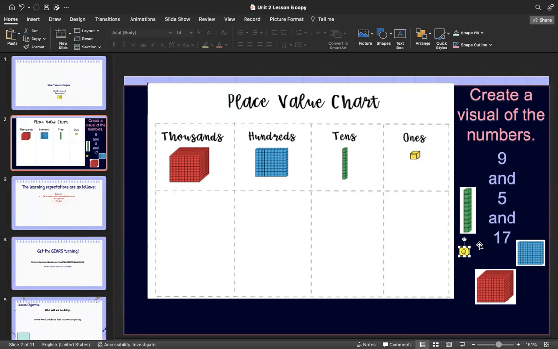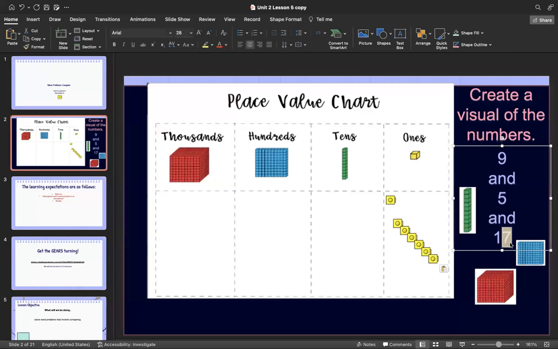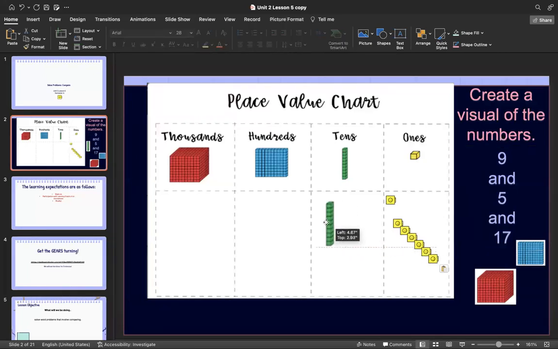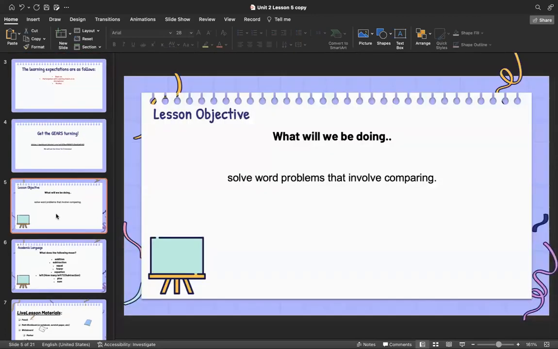So number 17. How would you create the number 17? 17 is 1, 2, 3, 4, 5, 6, 7, because you have a 7 in the ones place and a 10 stick, which means 10 of these 1 cubes that have been put together to make a 10 stick. 1 ten, 7 ones. 17.